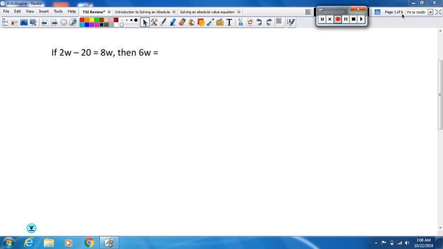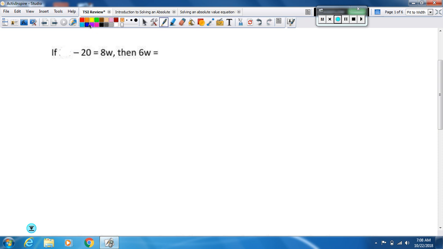If 2w minus 20 equals 8w, then 6w equals what? Well, in order to find out what 6 times w is, you have to find what w is first. So what you do is you can take your finger and cover up the 2w. That tells you what you have to deal with first.